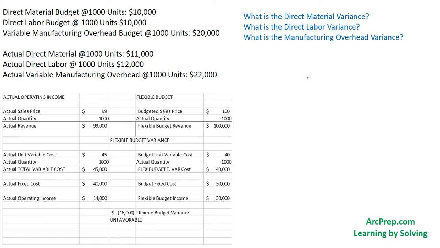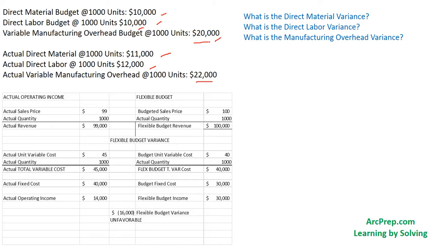Direct material budget is $10,000. Labor budget is another $10,000. Our budgeted variable manufacturing overhead was $20,000, and now we have the actuals. The direct material comes in $1,000 higher. Direct labor is $2,000 higher compared to budget, and actual variable manufacturing overhead is also $2,000 higher.